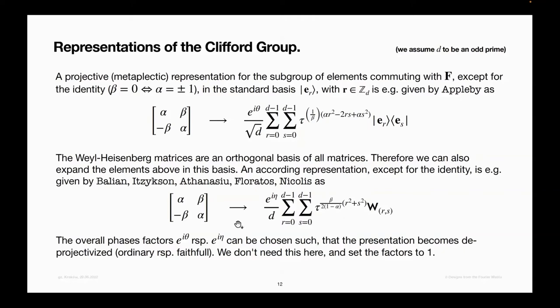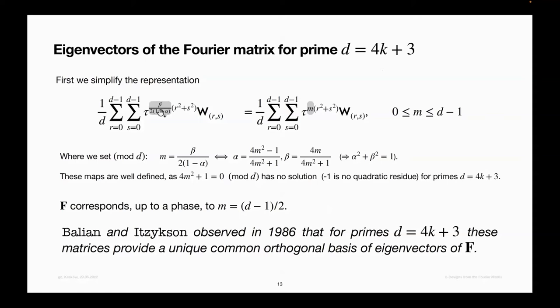We can further simplify this in case we have a prime of the form D is 4k plus three, because we can replace this beta divided by two times i minus alpha by just an m between zero and D minus one. There is this one-to-one map. And this one-to-one map is well defined because in this case, with dimension a prime 4k plus three, the formula below here for m squared plus one is never zero, because in this case minus one is not a quadratic residue.